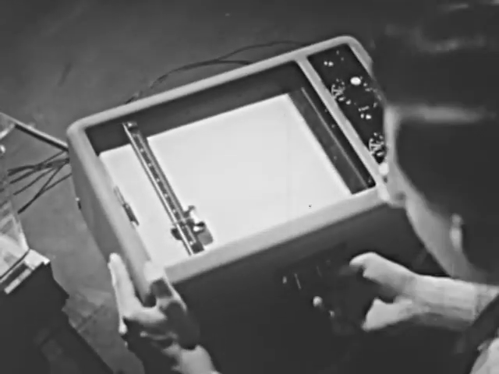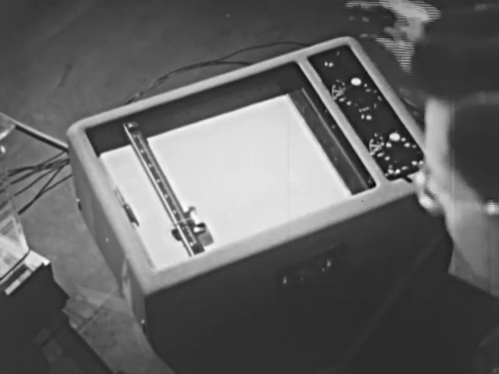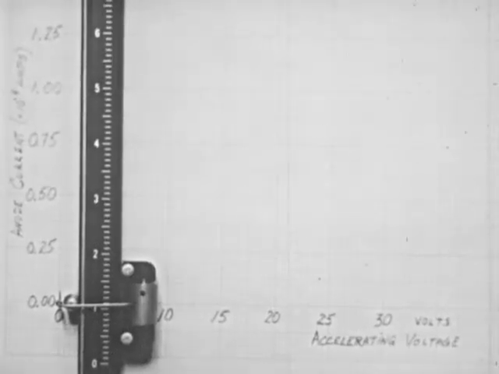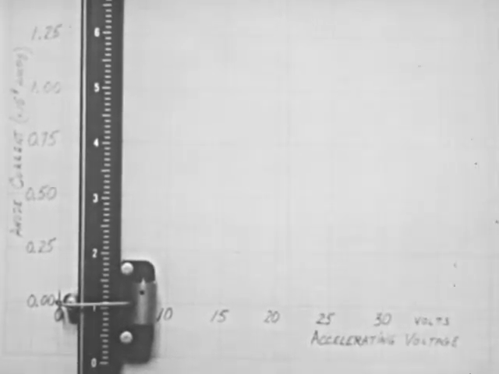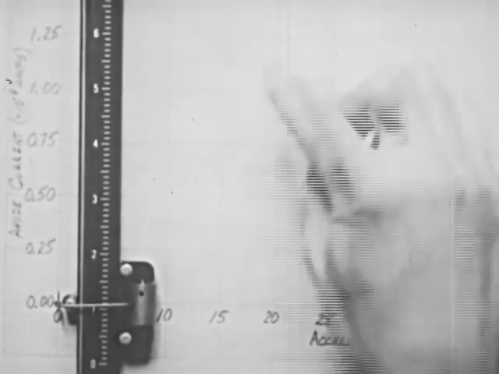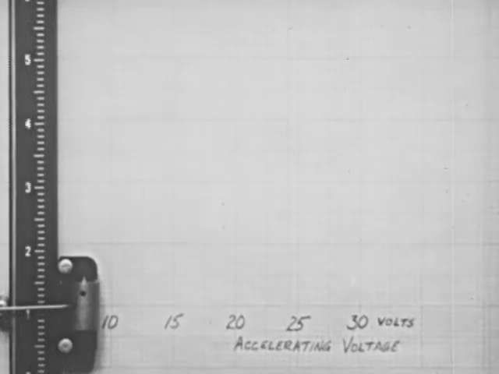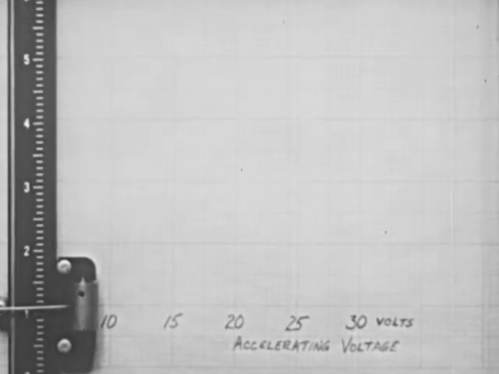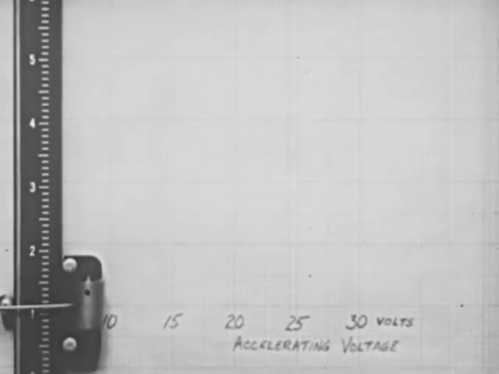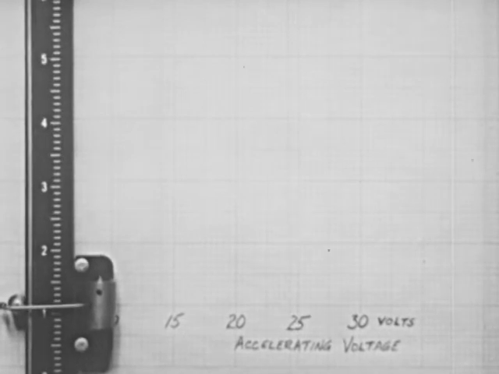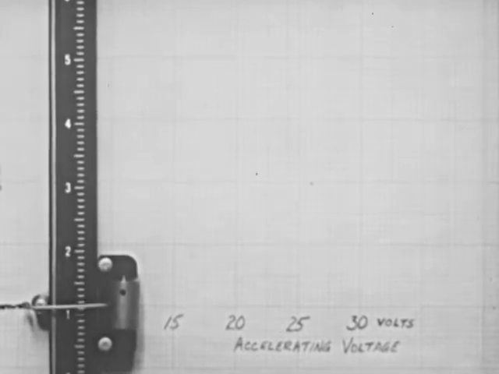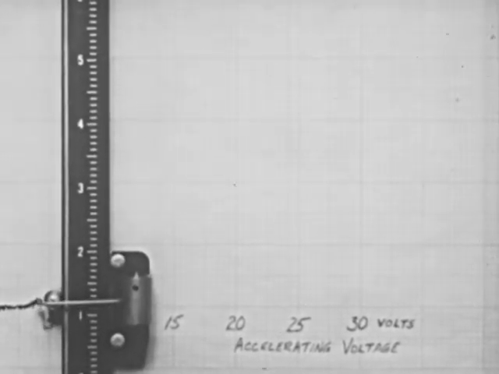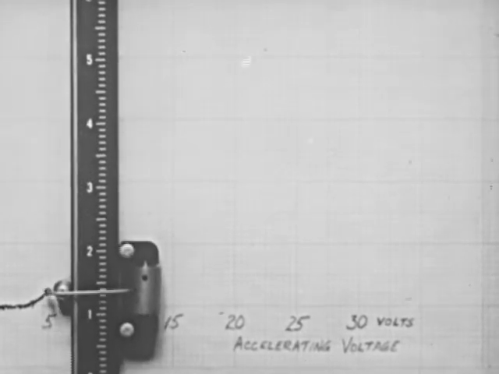This time, I would like to use an automatic recording device, which will plot the anode current as a function of accelerating voltage. This will make a permanent record, and then we can read off from the graph the energy values at which the current dips occur. I will increase the accelerating voltage, and you remember that initially we have no current flow, so you can get an idea of the noise of the system here at the beginning. And as I further increase accelerating voltage, the current begins to rise.